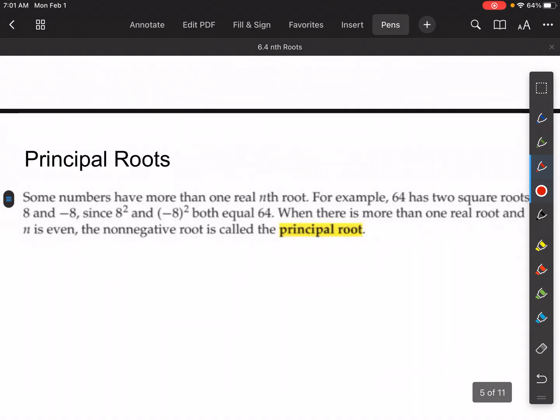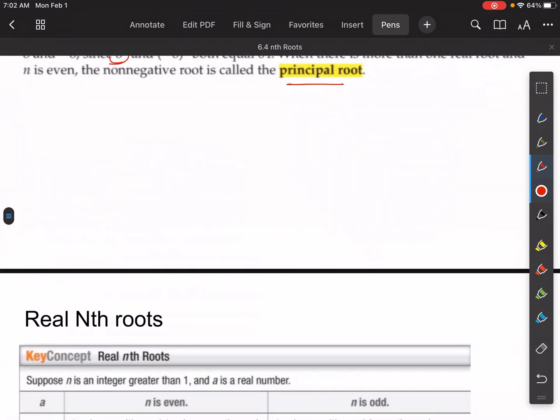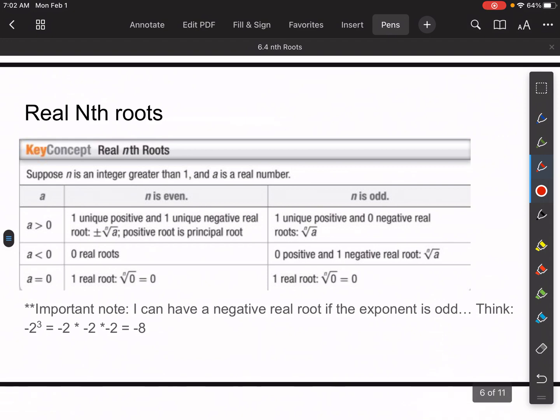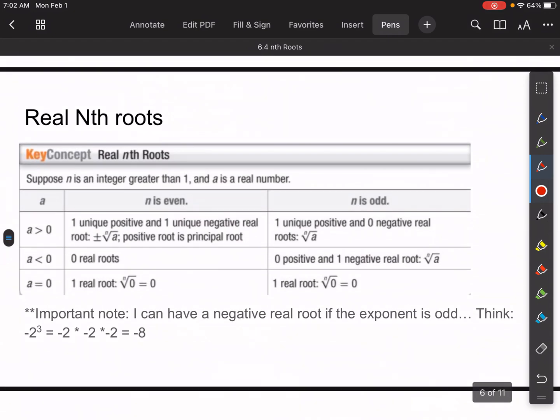Principal roots. Some numbers have more than one real nth root. For example, 64 has two square roots, 8 and negative 8, since 8 squared and negative 8 squared both equal 64. So when there is more than one real root and n is even, the non-negative root is called the principal root. Okay, so notice that 64 has two possibilities. We always go with the positive one as the principal root. So that's all principal root means.